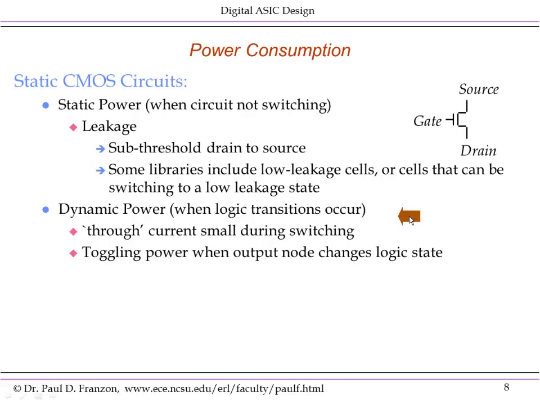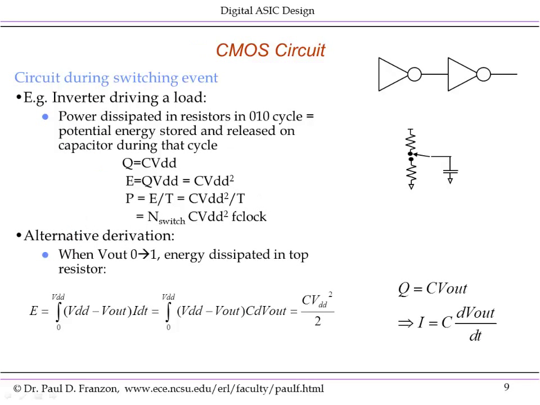In logic, however, the majority of the power is dynamic power, that is when logic transitions are occurring. A small amount of this is the through current when both the NFETs and PFETs are on, but most of it is toggling power when the output node changes logic state. And this is what we'll look at on the next slide. So here I have 2 inverters in series, and I want to calculate the power dissipated due to switching at that node here that I'm pointing at.